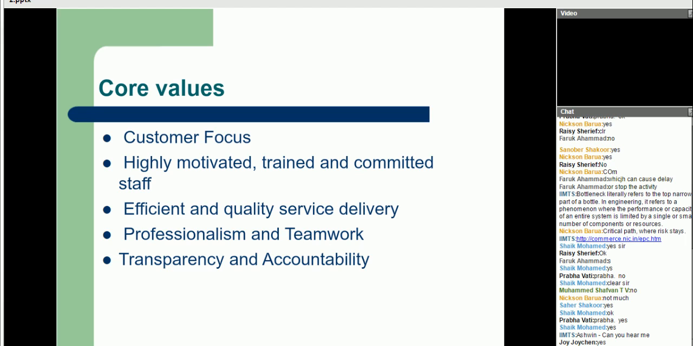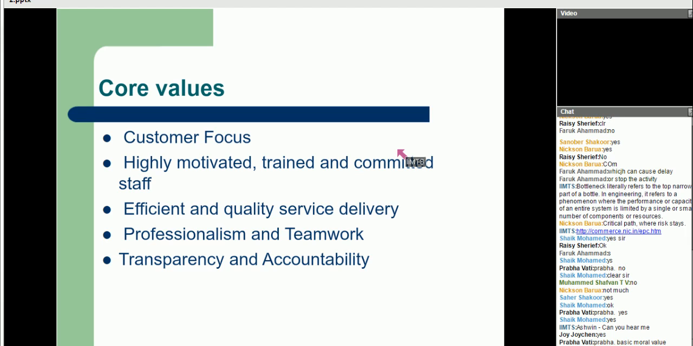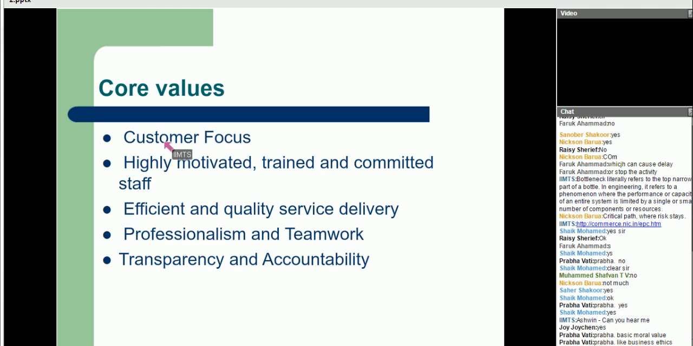Today we are learning about Export Promotional Council. Yes, everyone. What do we mean by the term core values? Basic moral values. Okay. Good point. Any other? Okay. As Prabha said it rightly, it is the moral values, moral ethics, business ethics.